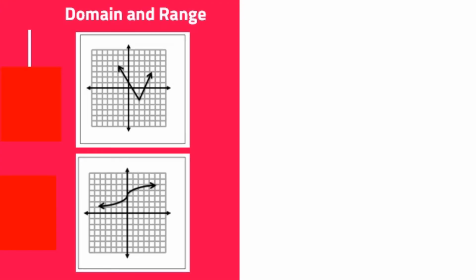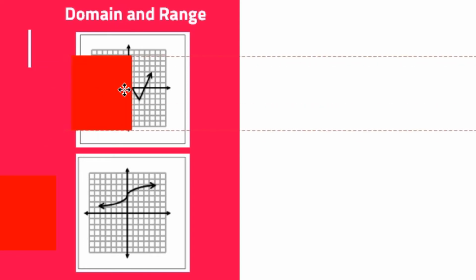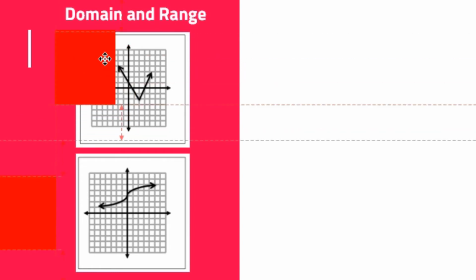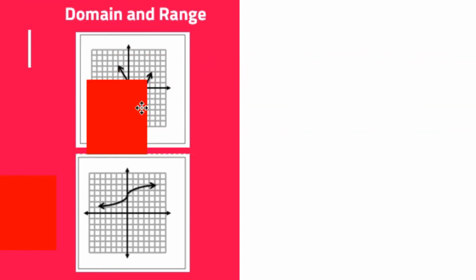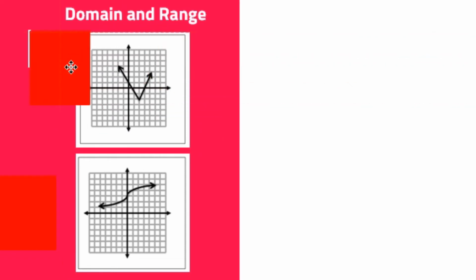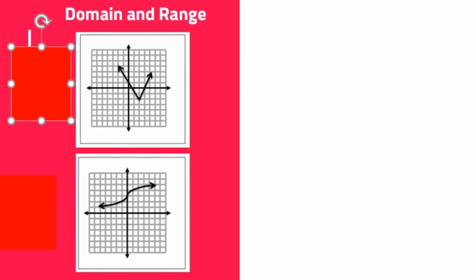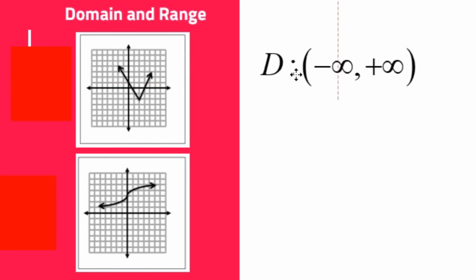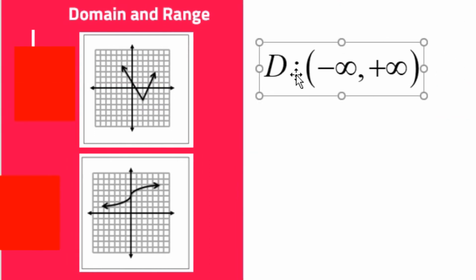Let's take a look at the next two examples. If I'm talking about the domain of this graph, meaning left to right, if I try to put a boundary on the left, I can't. See how it's going forever left? And then if I move it to the right side, I can't. There's an arrow. It's going forever right, which means forever left, forever right is negative infinity to infinity.